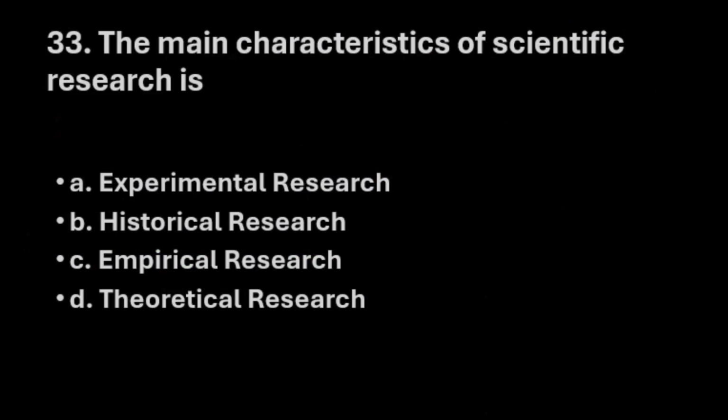Next question. The main characteristic of scientific research is option A, experimental research; option B, historical research; option C, empirical research; and option D, theoretical research. Let us see the right answer. The right answer here is empirical research.